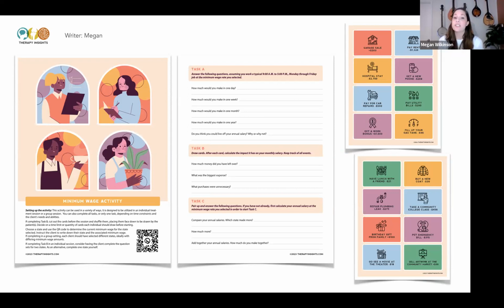And then in task C, this is really set up for working either in a group therapy session, or the therapist can also do this with them at the same time. Or have pre-done the activities, so you have something to compare with. So you're comparing your salaries and which state made more, and having some of those, again, big conversations about that. Combining them together, how much would you make together? What's a 2-person income looking like? So just really having those real world conversations about money, and having lots of different ways to kind of do it in a fun and playful way. So lots of options.